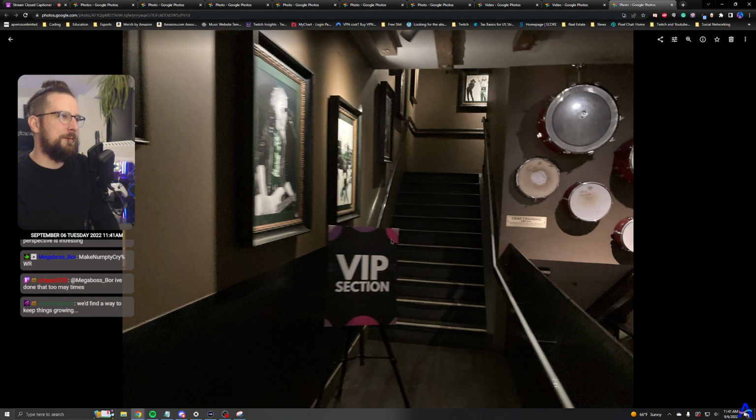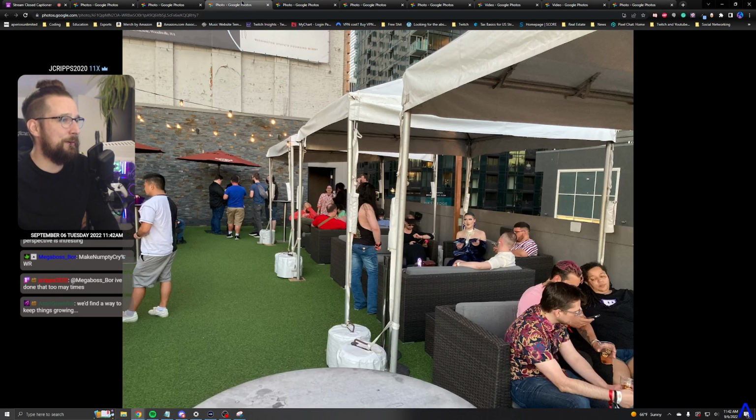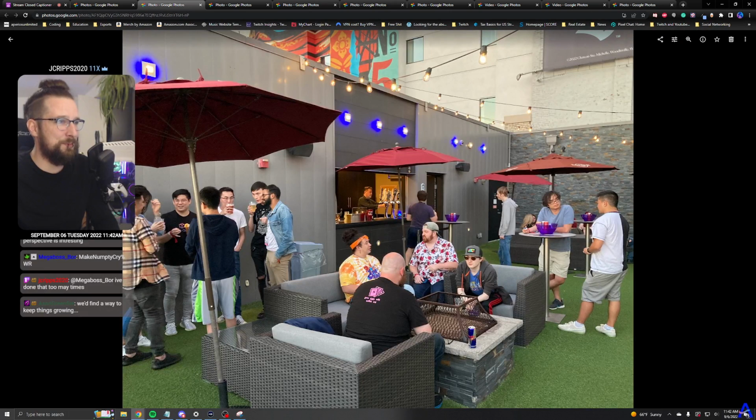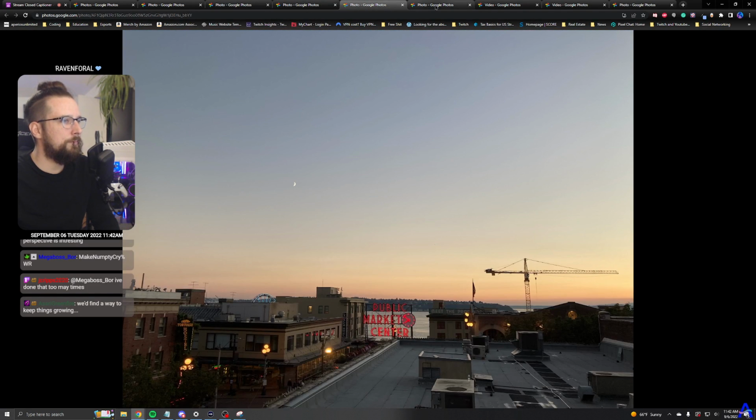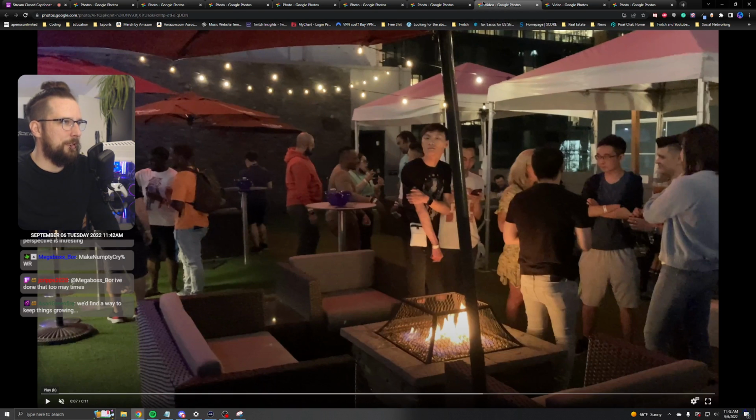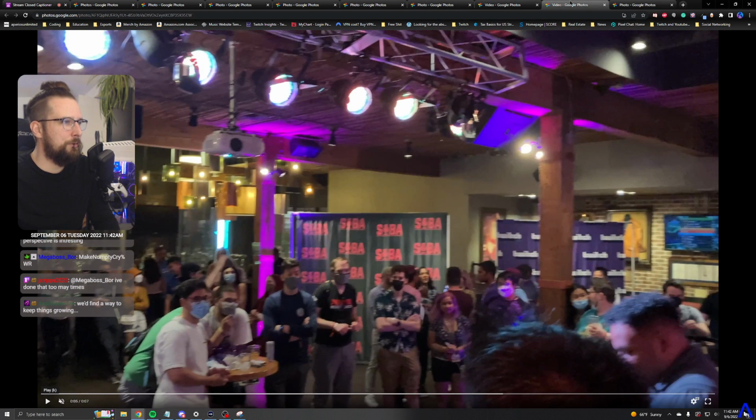Oh, and this is silly, but I really like this picture because we had a VIP section. There was a stairwell to the VIP section. You went up here, and it was this dope area with its own bartender, and I was so proud of this event. I was so very happy. I'm surprised Will isn't in some of these shots. He must have been wandering around. He was hiding in the VIP section most of the evening.